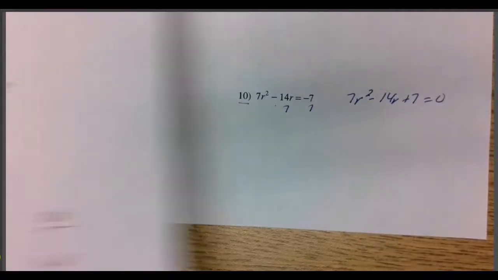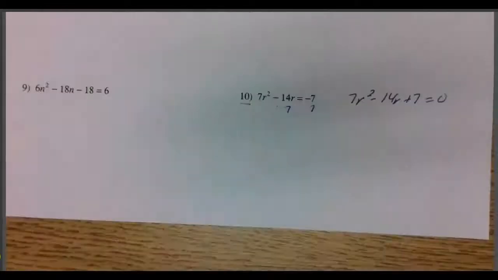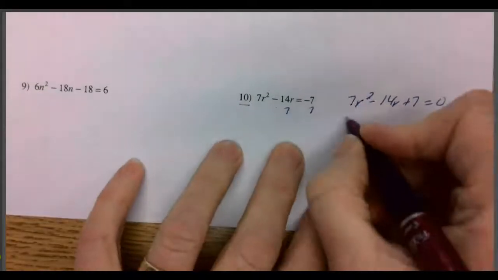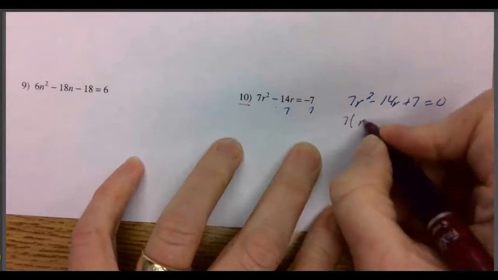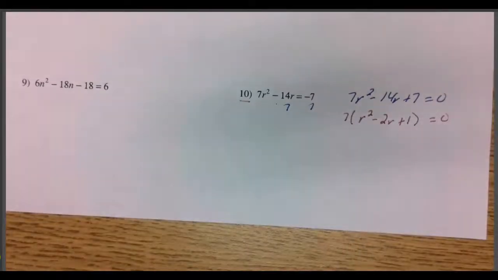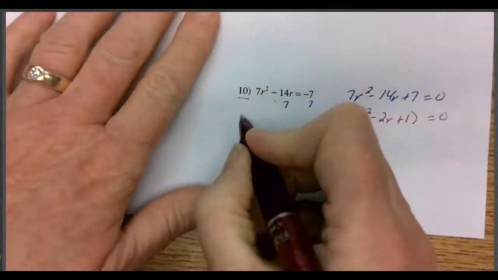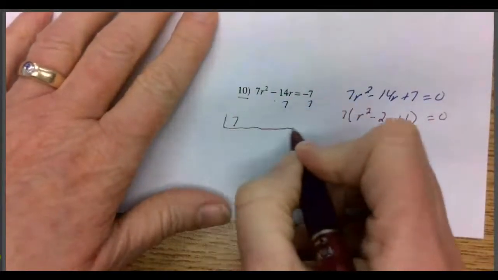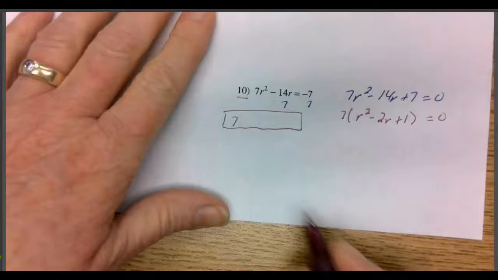Now, step 2, factor completely. When we factor completely, the first thing we should always look for is the greatest common factor. And do I have one? Yes, I do. It is 7. So if I take out a 7, I have r squared minus 2r plus 1. I'm going to put that 7 over here, kind of in an answer box. It's not my answer box, but I'm going to forget it if I don't.